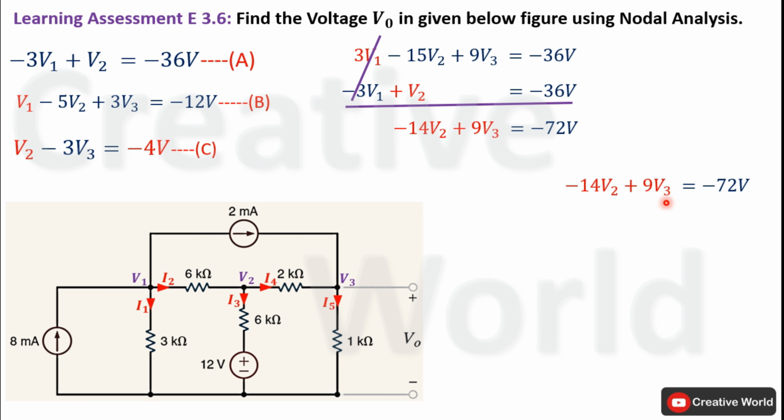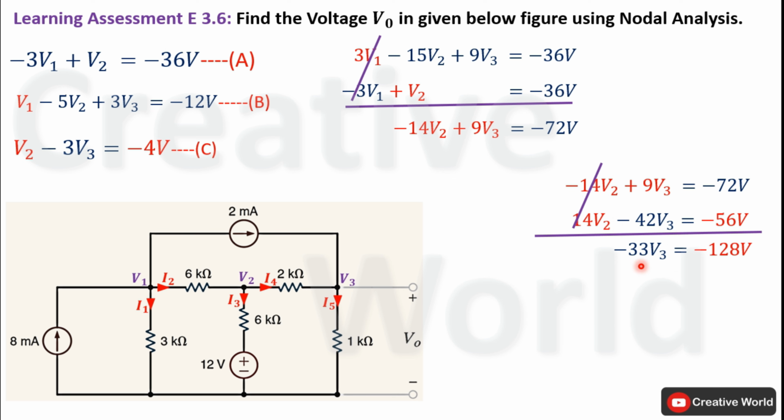Now in order to calculate the value of voltage V3, we will multiply equation C with 14 and add that resulting equation into this equation. So the product of 14 with equation C will become 14V2 minus 42V3 equal to minus 56 volt. Now we will add these both equations together. Minus 14V2 and plus 14V2 will cancel out with each other. The sum of minus 42V3 and plus 9V3 will become minus 33V3 equal to the sum of minus 56 volt and minus 72 volt, which will become minus 128 volt.